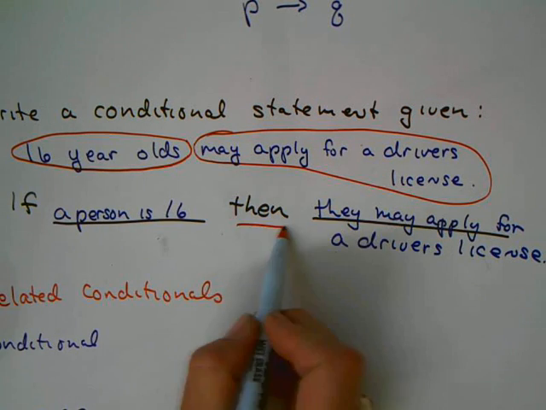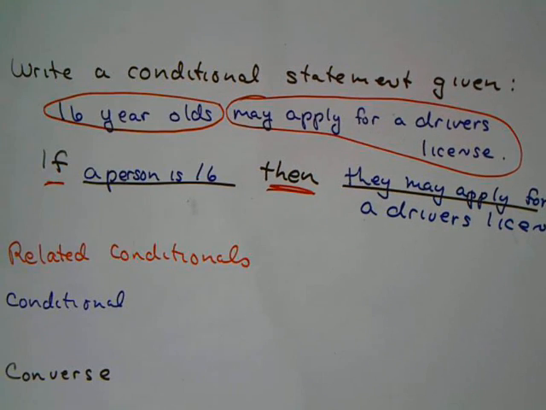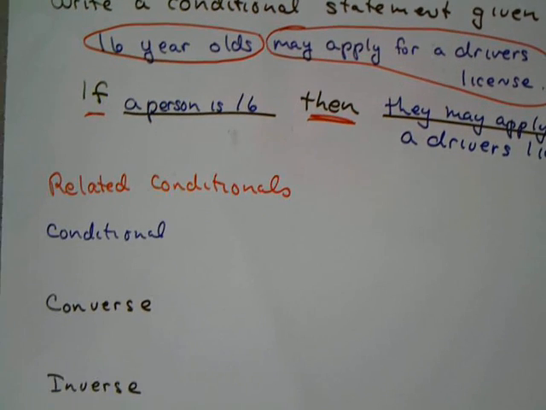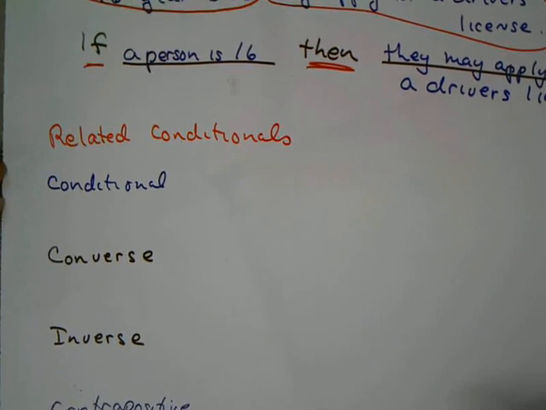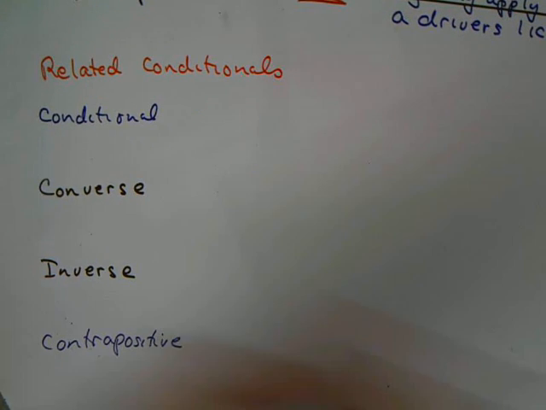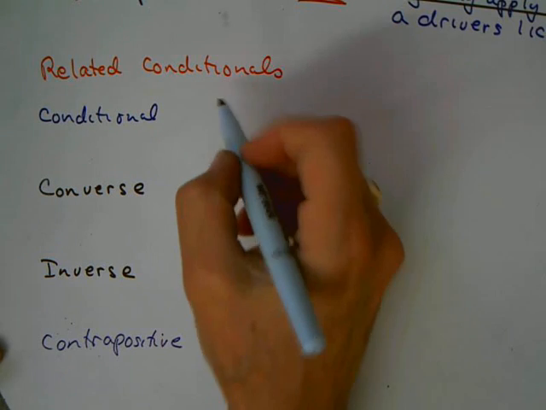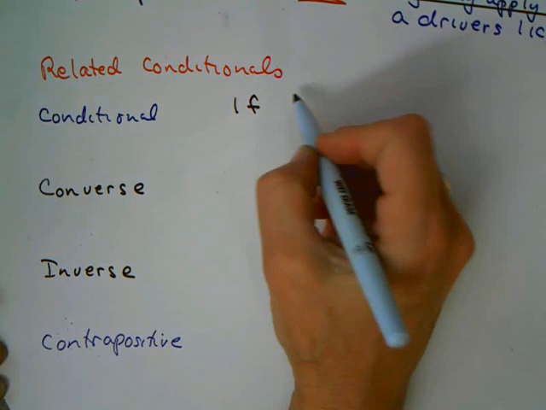if you're writing a conditional statement, is you find your subject and you put it in the form of a hypothesis. If a person is 16, you find your predicate. What happens then? Then they may apply for a driver's license. And you always keep the words if and then in there, okay? In that order. If, then.